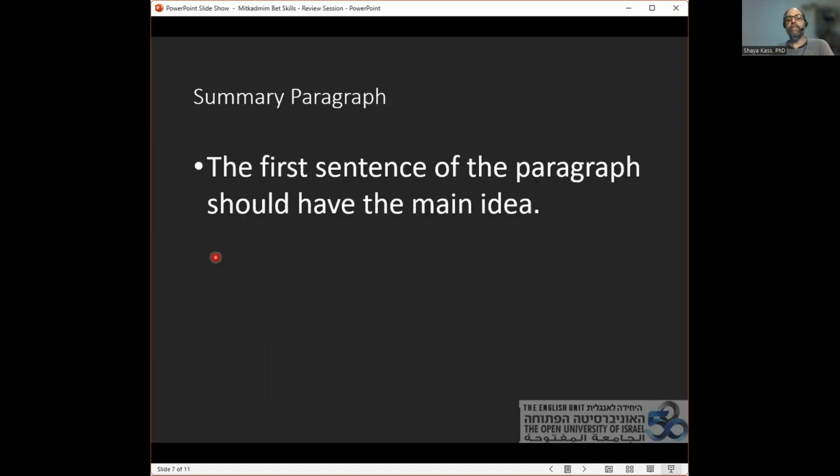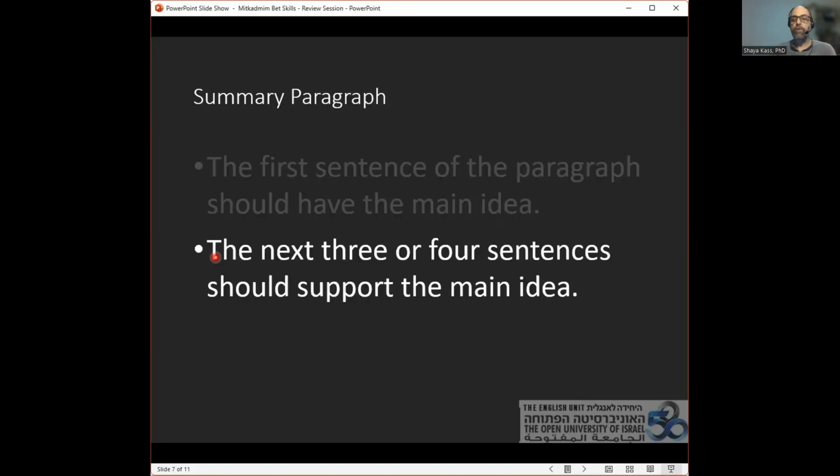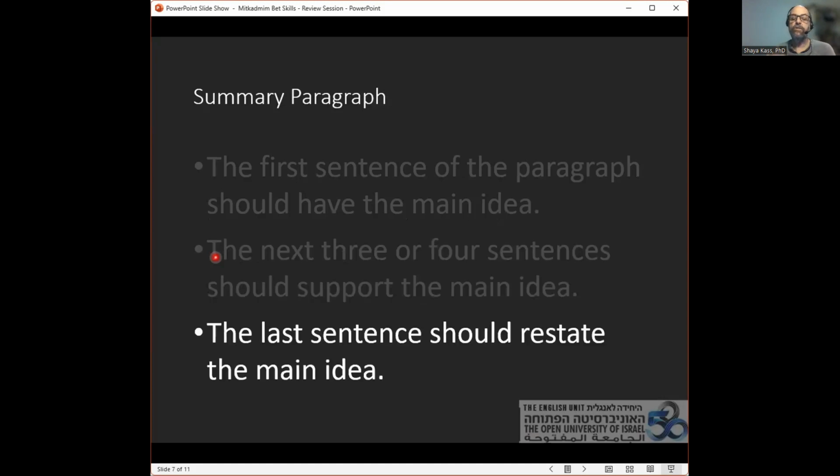The summary paragraph, the first sentence should have the main idea. Then the next 3 or 4 sentences should support the main idea. And then the last sentence should restate the main idea. And you've heard me say main idea so many times here, it's so important that it's clear to the reader what the main idea is. And that's what we're trying to do.